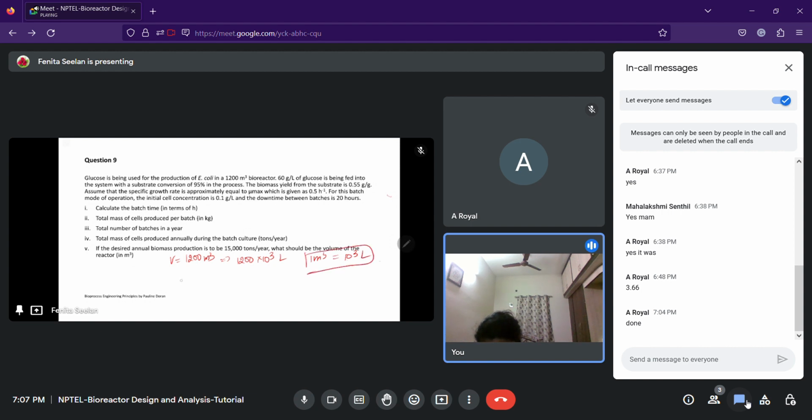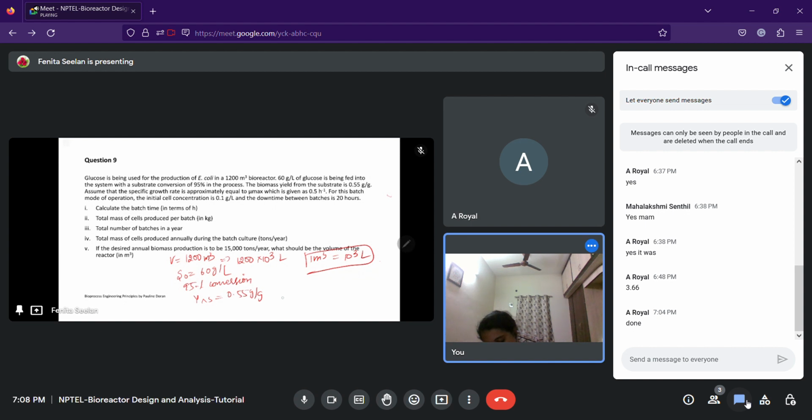Okay, 60 grams per liter of glucose is being fed into the system, which is your S naught. So we know S naught is 60 grams per liter, and 95% conversion is there in the process. And the biomass yield from the substrate, which is YXS, is 0.55 grams per gram.